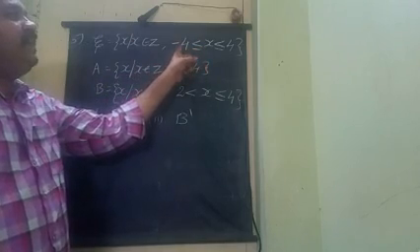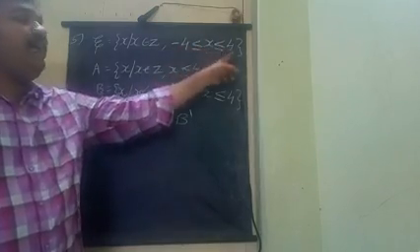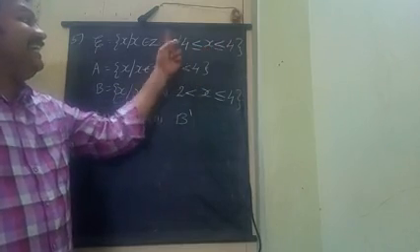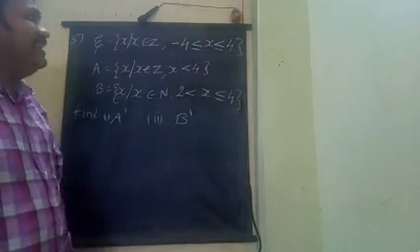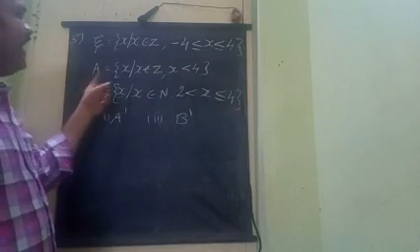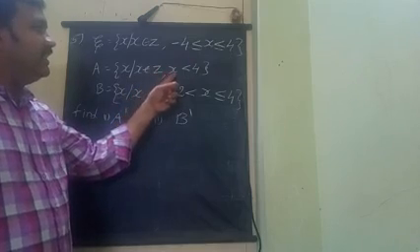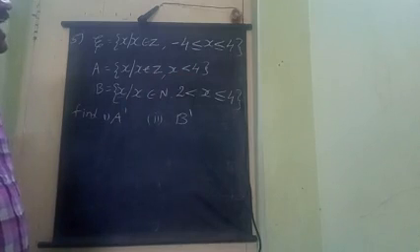The numbers between minus 4 to 4, and we have to take 4 and minus 4 also. Or we have to read it as X is greater than or equal to minus 4 and less than or equal to 4. And the B is X belongs to Z, meaning integers. That is X is less than 4.